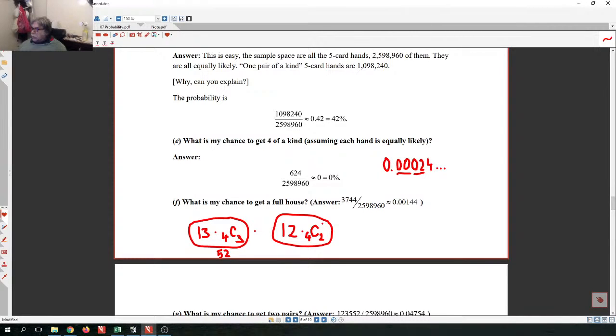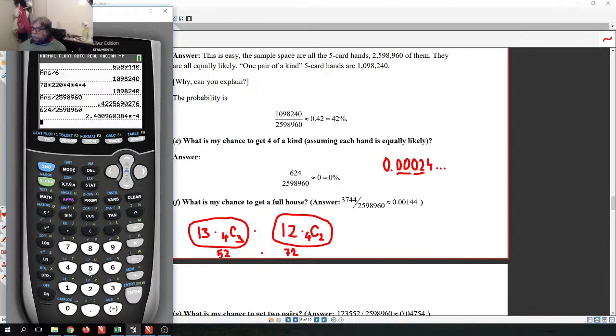This number here we already met before, I think. This is 6. 6 times 12 is 72. Okay? It's 52 times 72. Now you can multiply, it's not too bad. 52 times 72, 3,744.